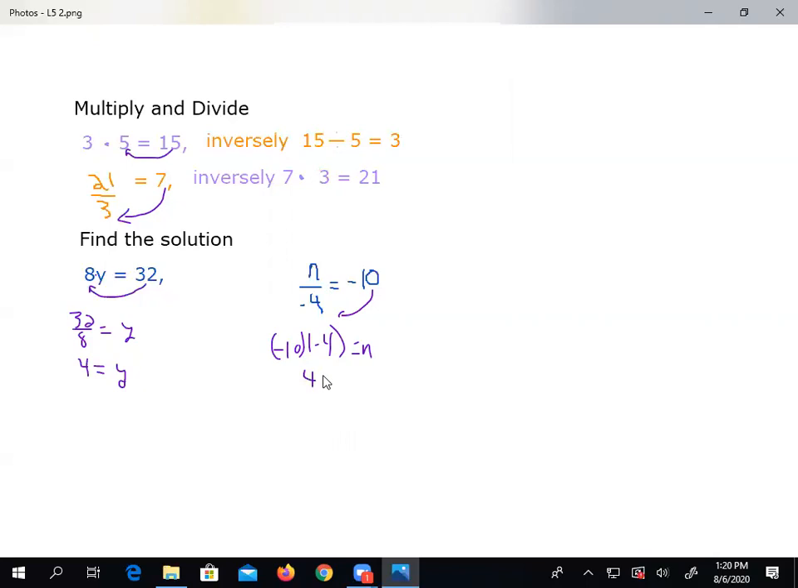And we know that if there's an even number of negatives, like the light switch, it's going to say it's a positive 40. So one negative makes a negative, but that second negative flips it back to a positive. An even number of negatives always makes an answer positive when you are multiplying.